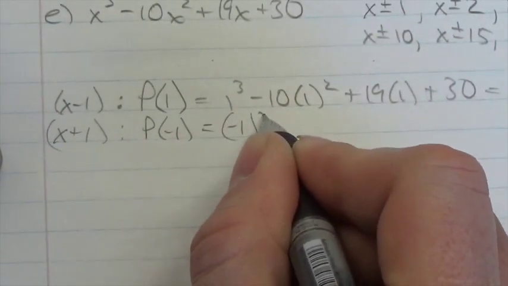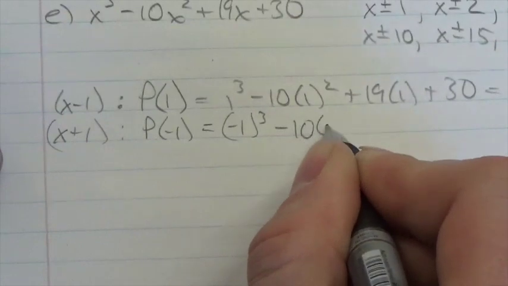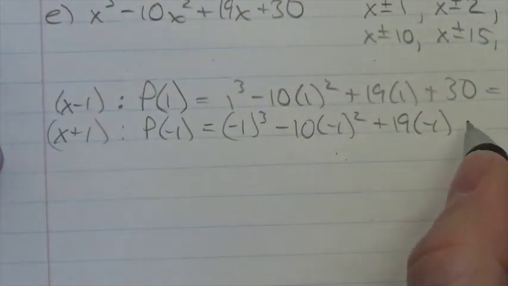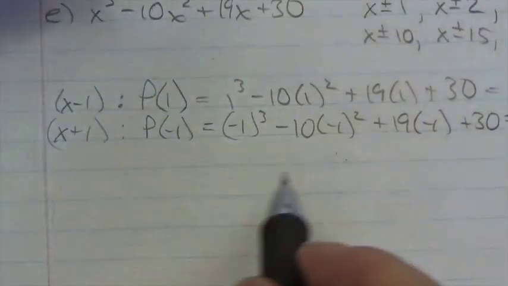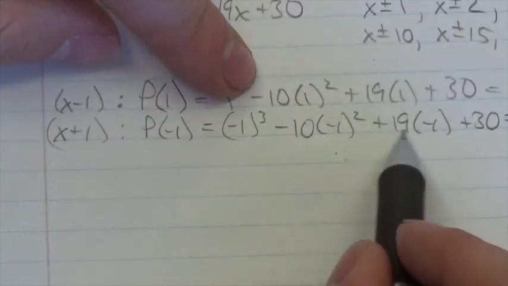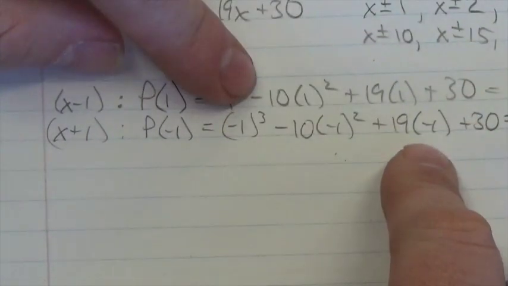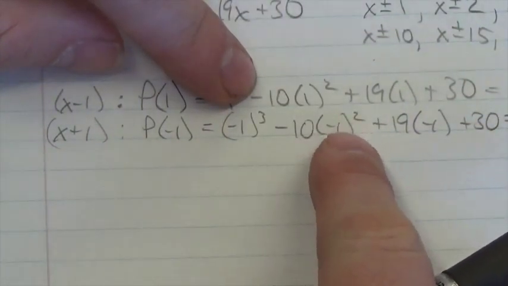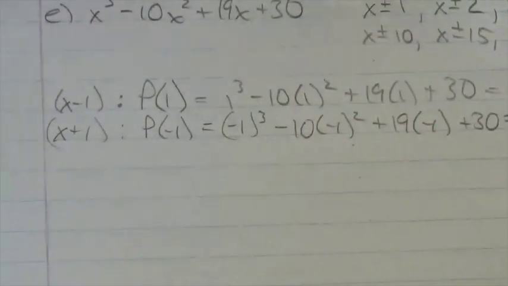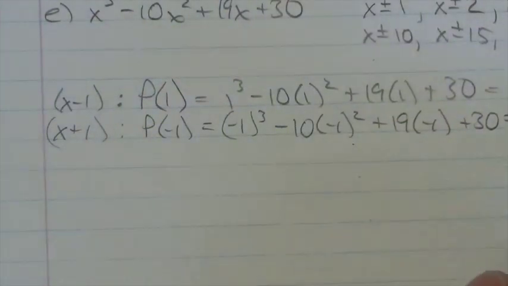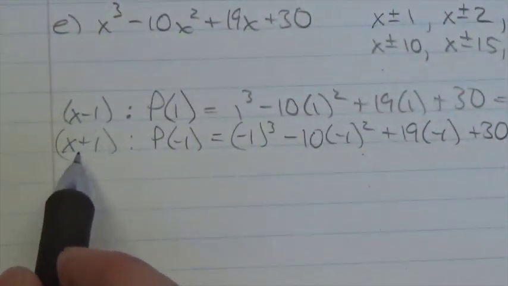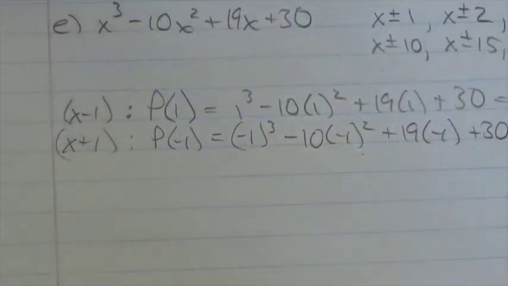So now to test that, negative 1 cubed minus 10 times negative 1 squared plus 19 times negative 1 plus 30. So what are we going to get here? We're going to get negative 1, there's that negative 19, so it's going to be negative 20. Negative 1 squared is going to be 1 times negative 10 is negative 10. So negative 10 and negative 20 is negative 30. Plus 30, there's my 0. So, okay, so I know that the remainder here is 0 when I divide by x plus 1. So that means x plus 1 is a factor.